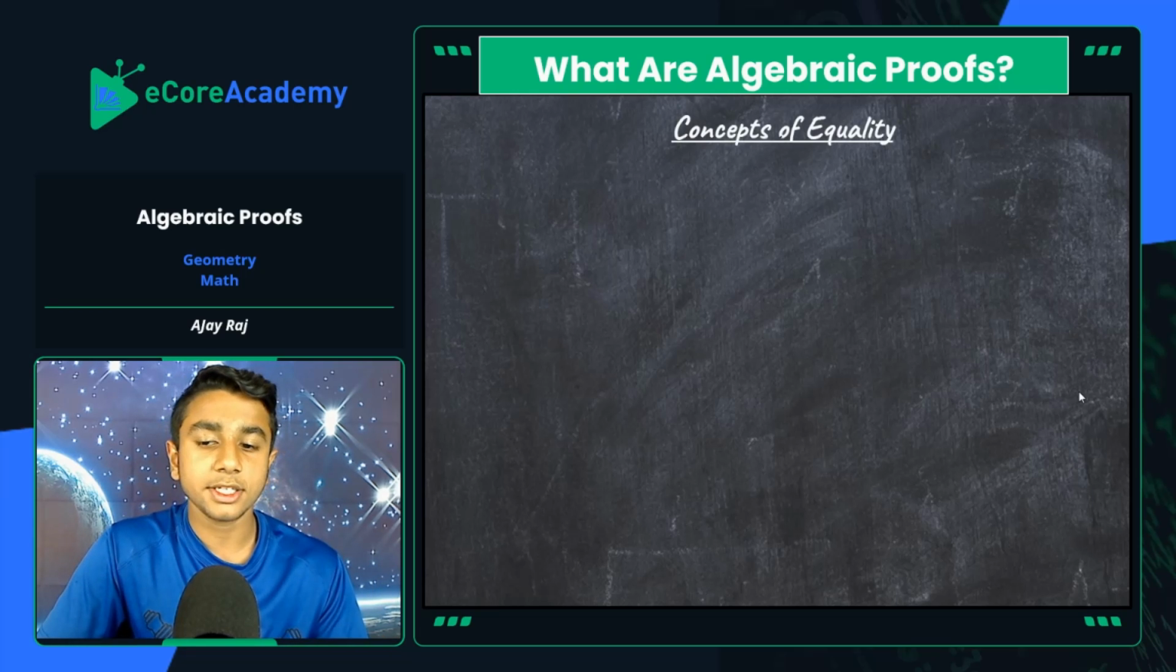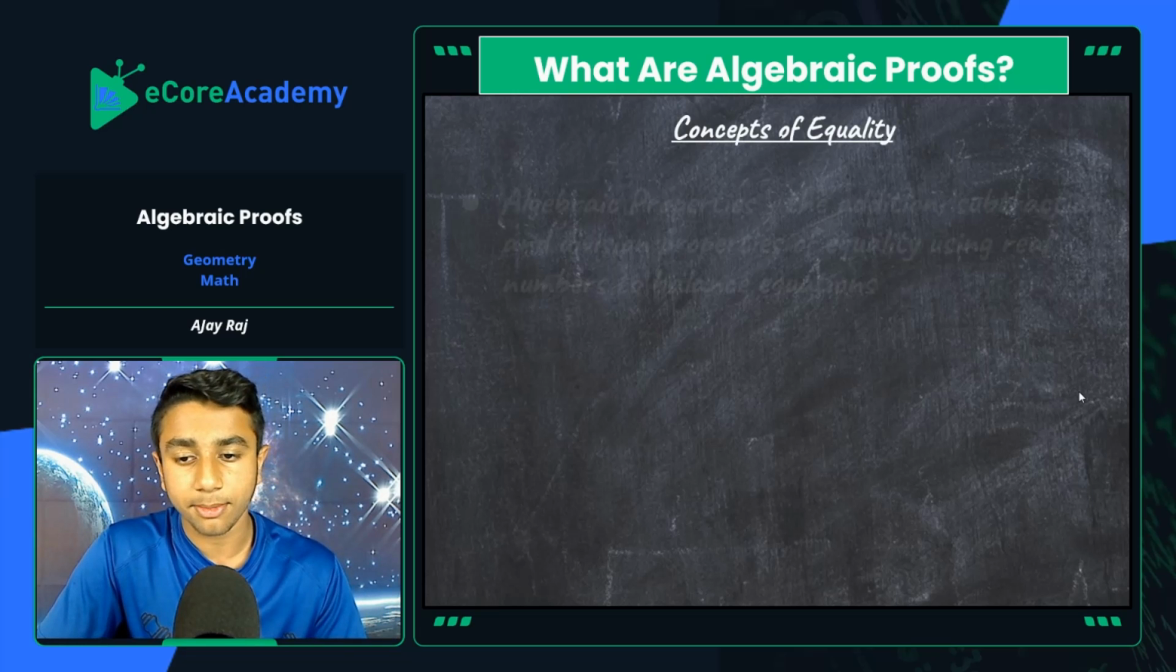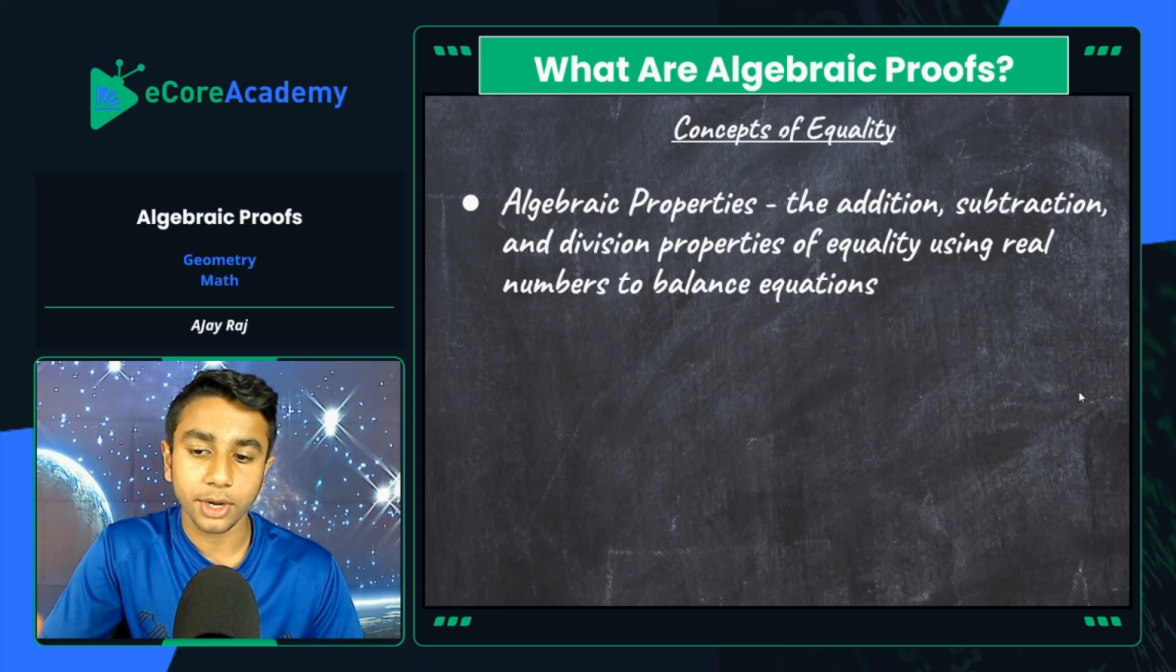The concept of equality is what this whole slide is about. So let's look at the definition of algebraic properties, which is another way of saying proofs. Algebraic properties are the addition, subtraction, and division properties of equality using real numbers to balance equations.